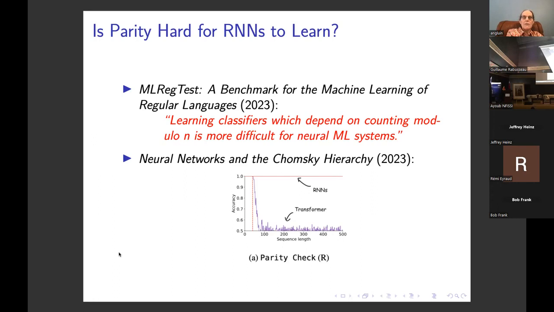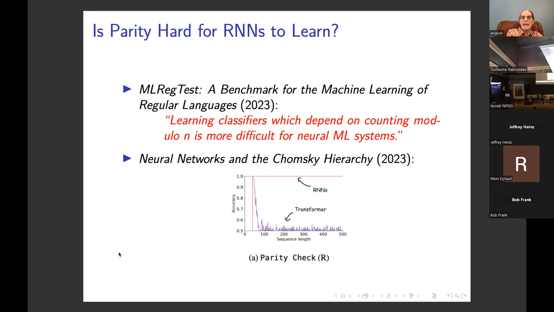I had just recently read the Delétang et al. paper, Neural Networks and the Chomsky Hierarchy, which was also quite new at that point. And they had tested parity, which is clearly counting mod 2, and they had made the point that while recurrent neural networks could generalize perfectly, so you see that line at the top at 100% accuracy, transformers had a lot of trouble with it. That's that jumping purple line, once you get past the lengths of the training sequence.